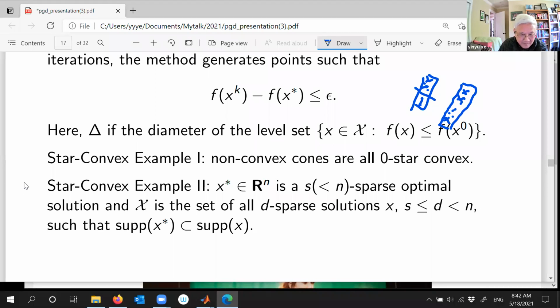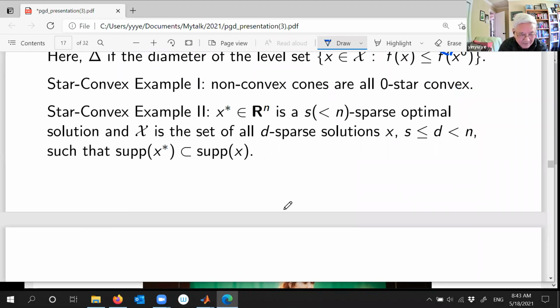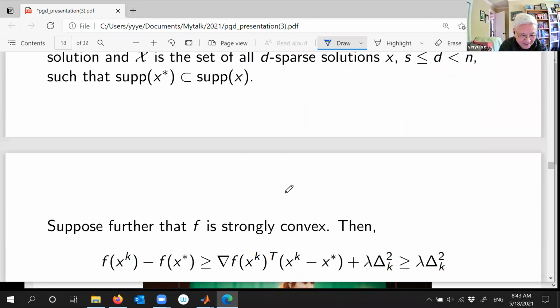So combinatorially, as long as the support of X star is contained in X, then you can constrain X to any rank more than S. So that X is still star convex with respect to the sparse solution, X star. People have proved a lot of compressed sensing results using this related method. It's called a thresholding method because when we project back, it basically does some thresholding, only keeping those largest components in the coordinates, okay?